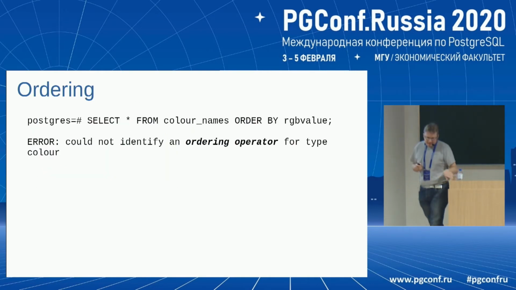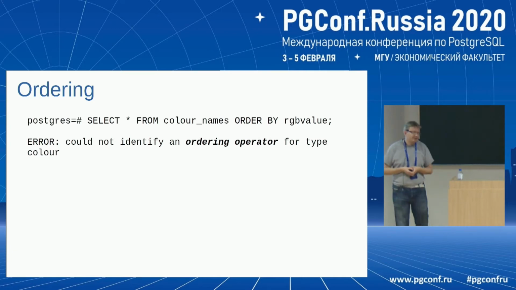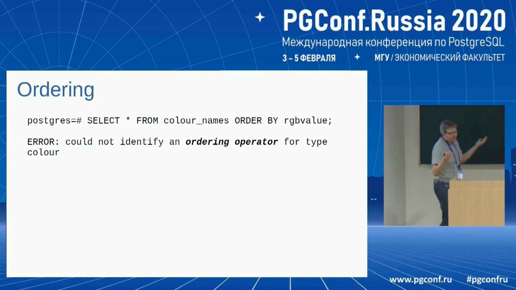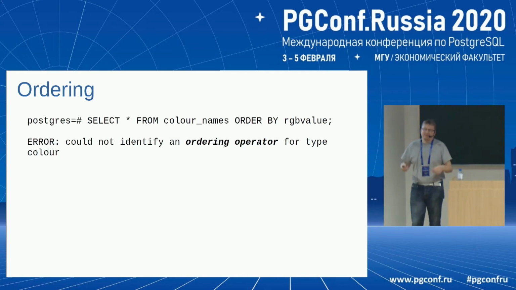Ordering. So the next thing you might want to try to do is to do order by. And if you try to do that, you will get another error which says, couldn't identify an ordering operator for data type color. Of course, we haven't told Postgres yet how to order. What does sorting mean for colors?